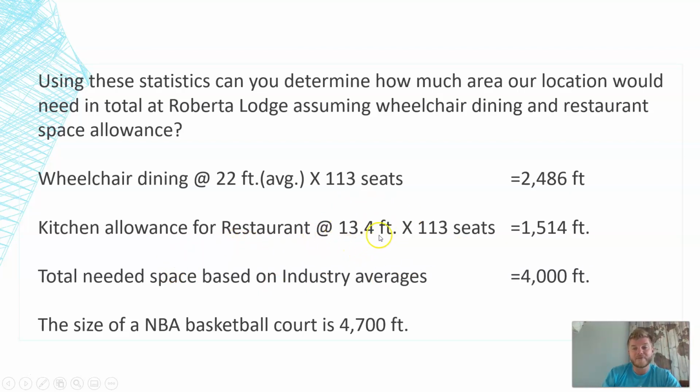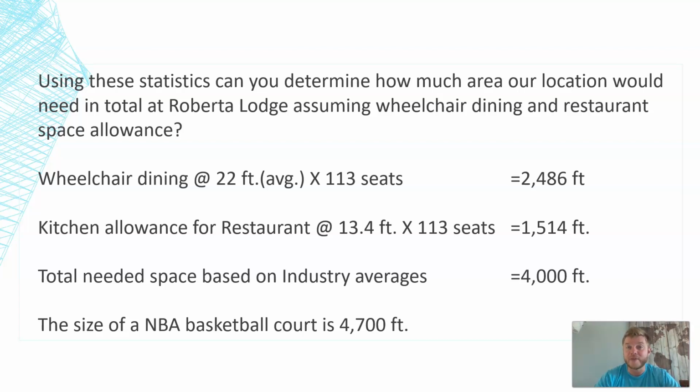So again, going off that restaurant at 13.4, we have about 1,514. So our total needs on space is 4,000 square feet. That's the ideal size for serving 113 people. The size of an NBA basketball court is 4,700. So that gives you an idea of the size. At Roberta Lodge, we had, I think, under 3,000.